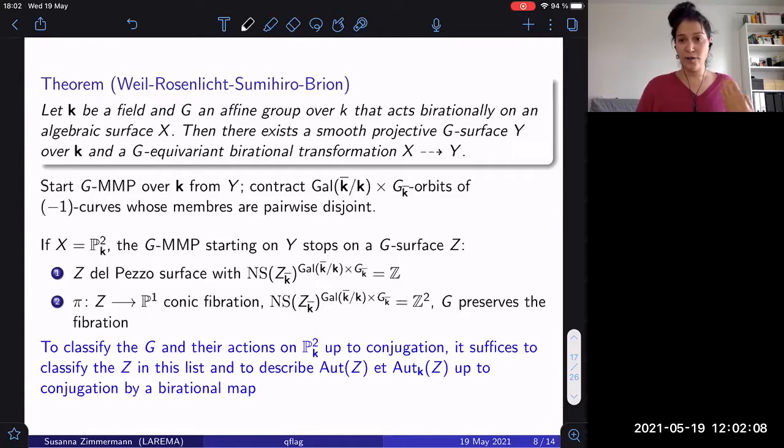This is also, if you are working in higher dimension, the same way to go, only that your list of varieties at the end is much more complicated, of course.